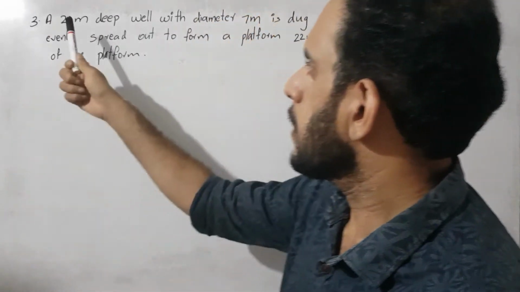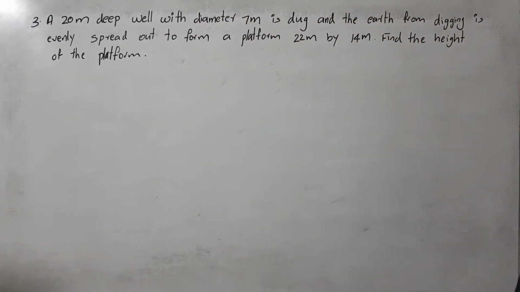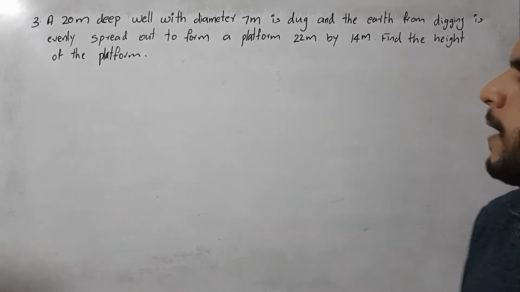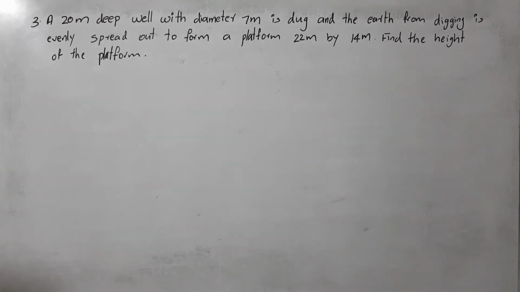The question is like this: a 20-meter deep well with a diameter 7 meter is dug, and the earth from the digging is evenly spread out to form a platform 20 meter by 14 meter. Find the height of the platform.